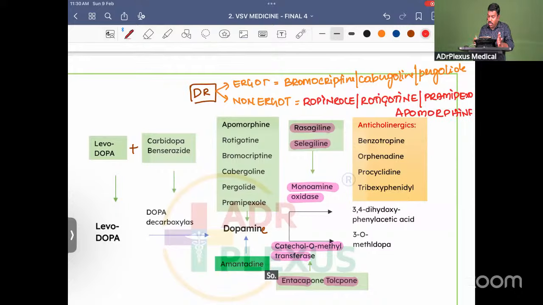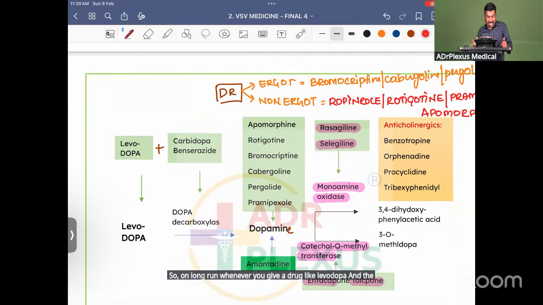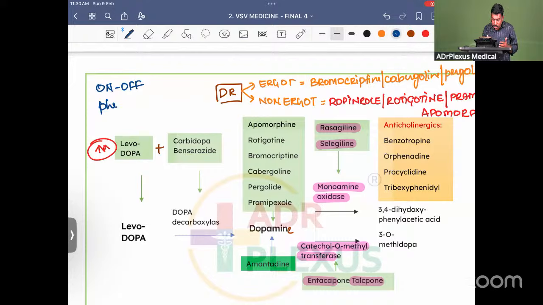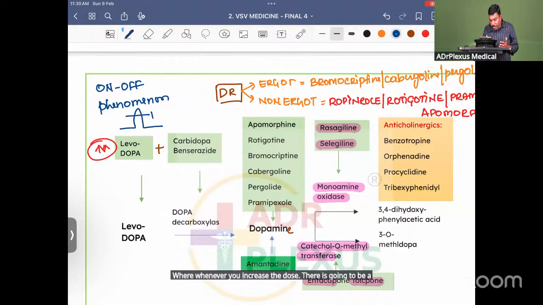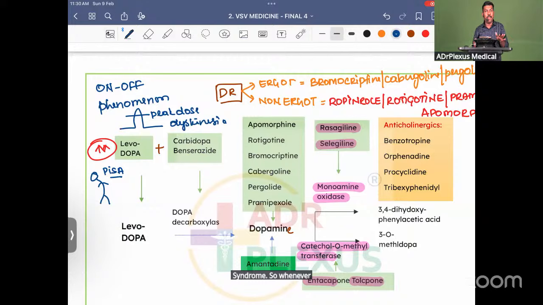So in the long run, whenever you give a drug like levodopa and the dopa requirement increases and you increase the levodopa, what will happen? The patient is going to face a phenomenon called on and off phenomenon, where whenever you increase the dose, there is going to be a peak dose dyskinesia. And it can go to such a level that the patient can have stiffening of the body. The patient's body will turn like this, okay, and that is called Pisa syndrome. So whenever you increase the dose, there is going to be a peak dose dyskinesia.